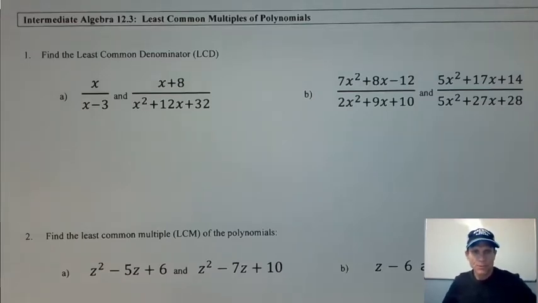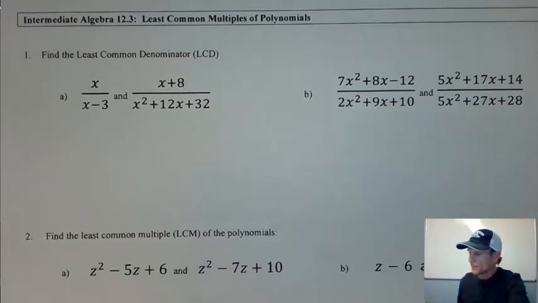All right, moving on to 12.3 in Module 12. This section helps prepare us for addition and subtraction of rational expressions. The first problem here says to find the least common denominator. So that cues us into that, hey, we're only going to look at the denominator in this problem.